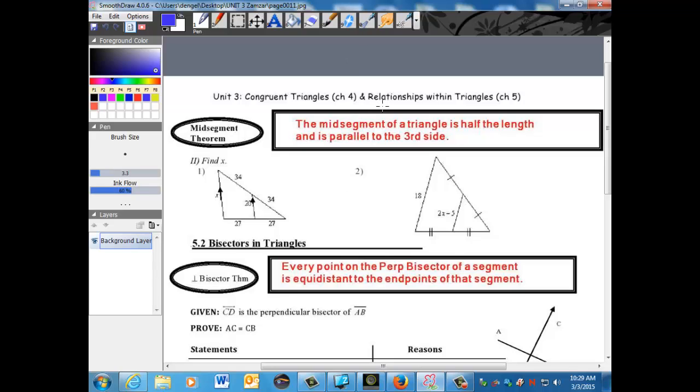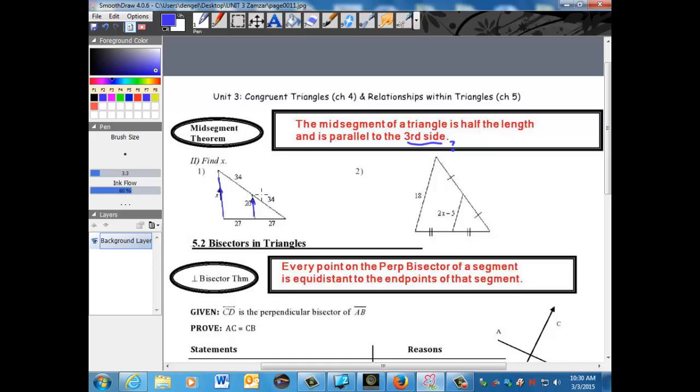One, it's saying that the mid-segment of a triangle is half the length and is parallel to the third side. Now, let's underline this third side, make sure we understand what it means. When I think of a triangle, we have one side, two sides, and a third side. We can see these arrows right here, which means these two lines are both parallel. And so that's what it means, that the mid-segment, which is this line right here, is going to be parallel to the third side, which is this side right here. So these two sides have to be parallel.